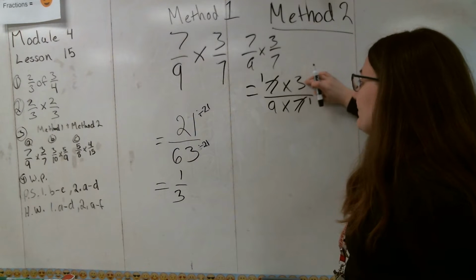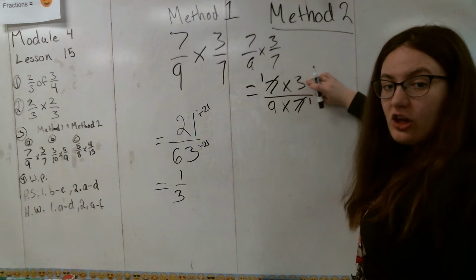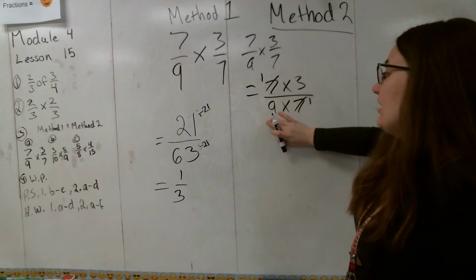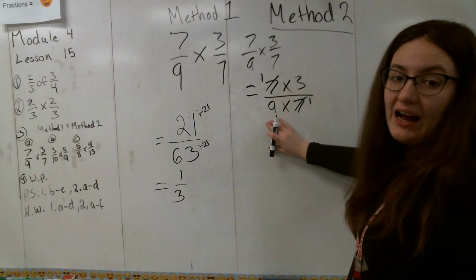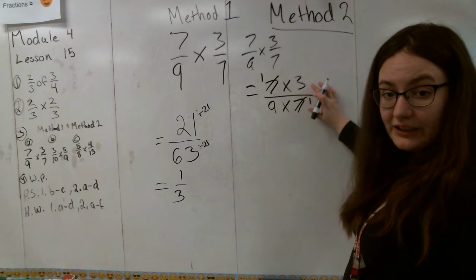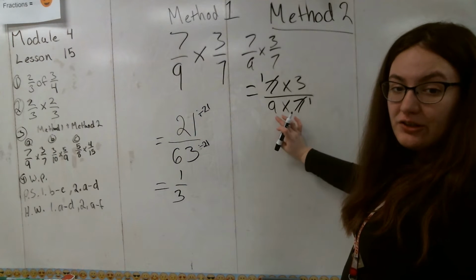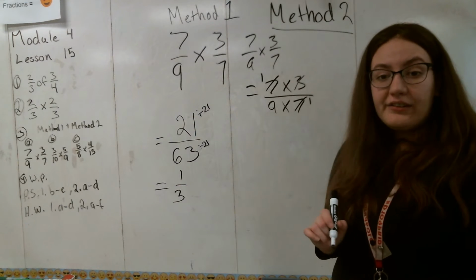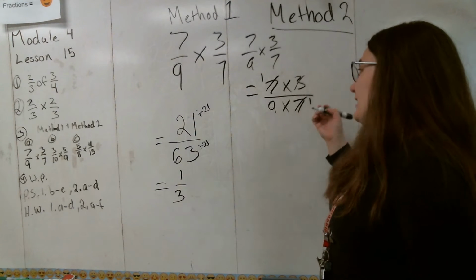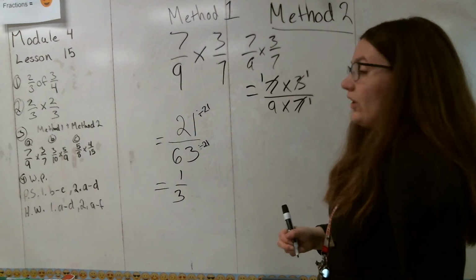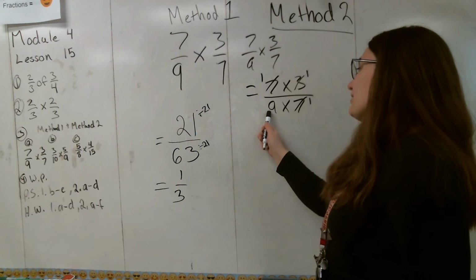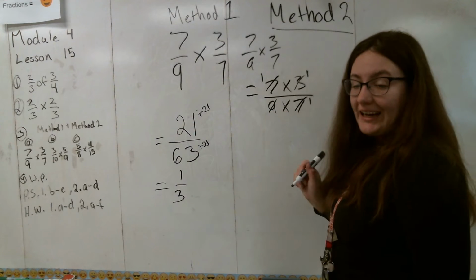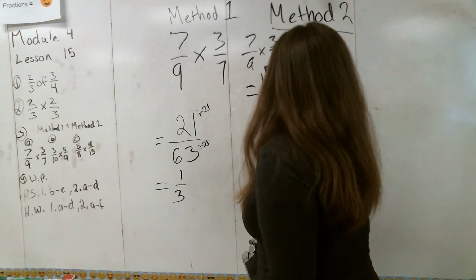So for this one, I have 3. So again, I'm going to look at my numerator, and I'm going to think about, is there anything that 3, I could divide by 3 on the bottom. So I know I can do 3 divided by 3, but I can also do 9 divided by 3. So I'm going to cross out this 3 right here, and I'm going to do 3 divided by 3, which gives me 1 again. And then I'm going to do 9 divided by 3, which in this case gives me 3.